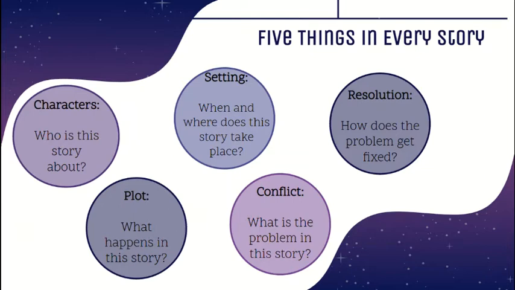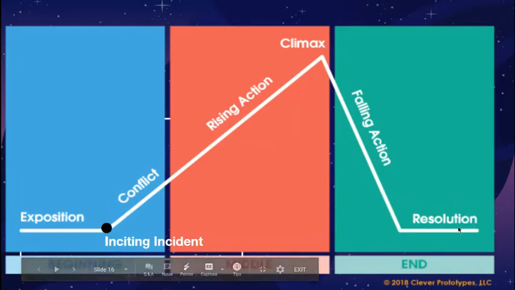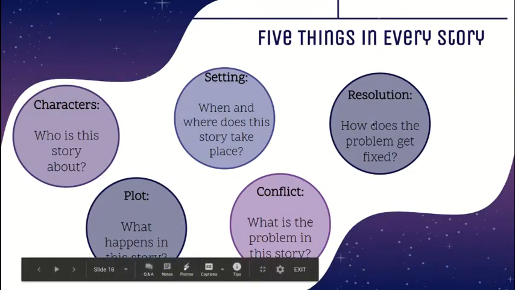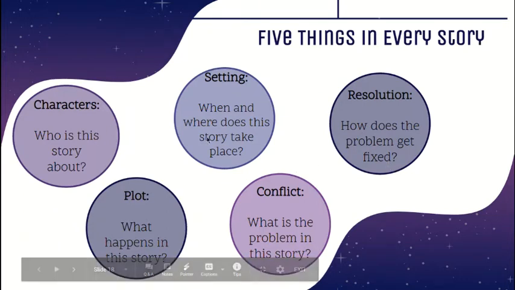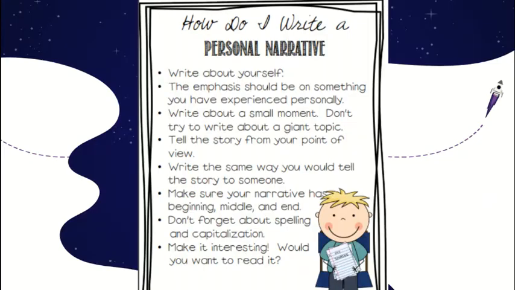And finally, we should have a resolution. This is the same kind of resolution that we talked about here. Resolution, it's how does your story end? How does the problem get fixed? So these are 5 things you need to include in your persuasive writing as well. And you're going to have a chance to do that today. But before we get there, let's talk about how do I write a persuasive narrative.